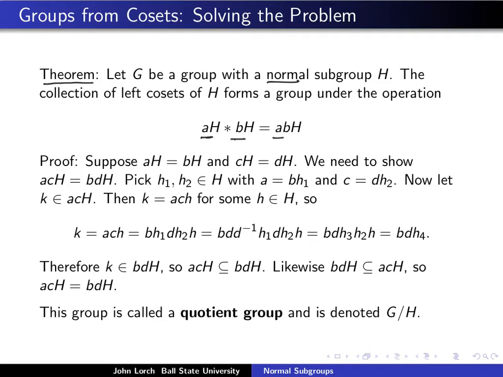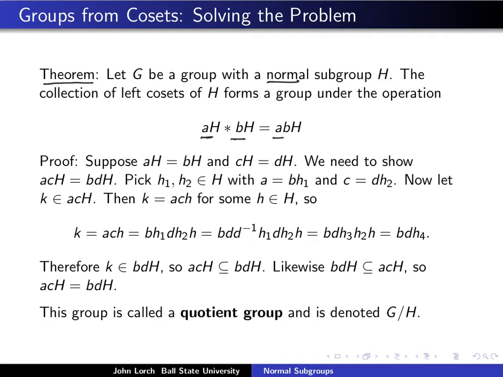Okay, now you might recall early on that we showed that if this operation is well defined, then there's an identity and it's associative and there are inverses. So everything is in place except that we need to show that this operation is well defined. So let's do that now.